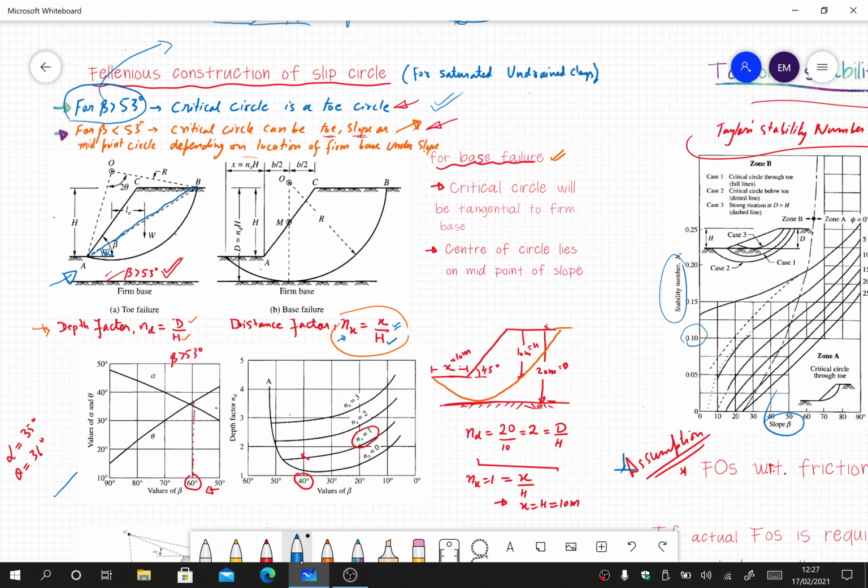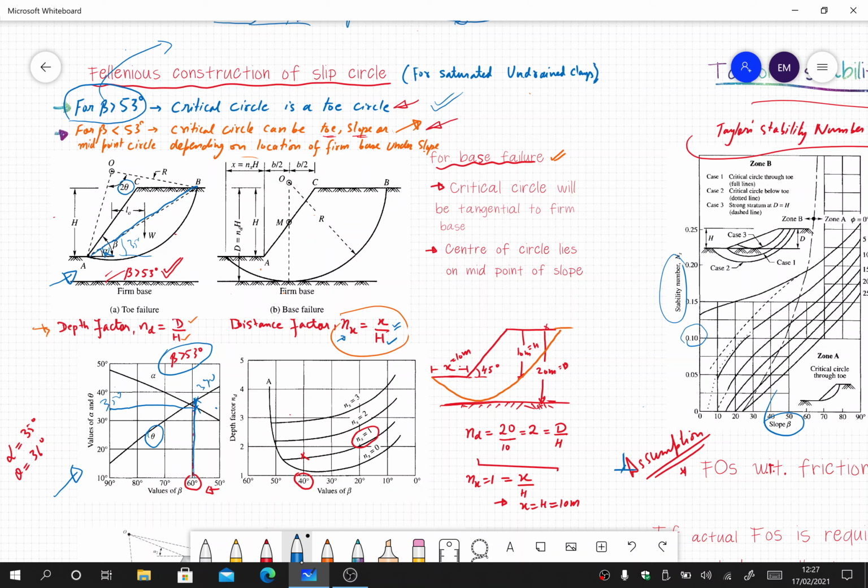From this chart here. This chart is for beta greater than 53 degrees. So if the angle was 60 degrees, I'll move up and find out angle alpha from here. So angle alpha is coming to be, let's say, 35 degrees. That means in the slope I will place an angle of 35 degrees if beta was 60 degrees. Then you see there is another graph that indicates theta, and theta for the same slope is almost 37 degrees.